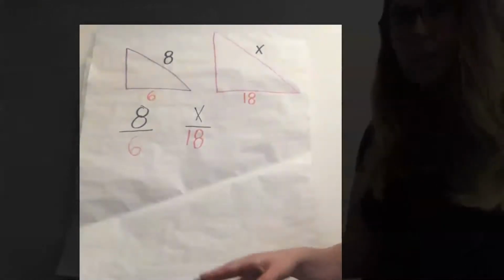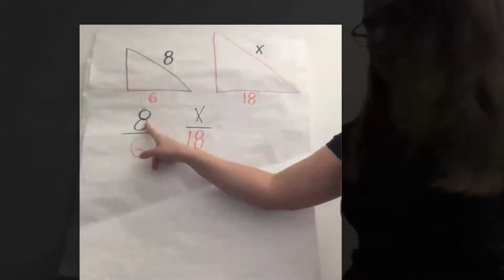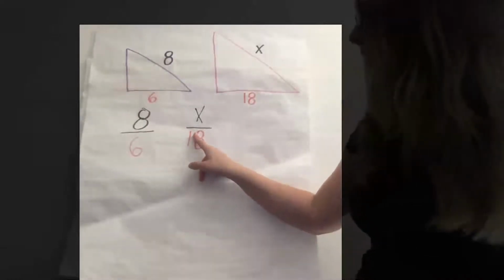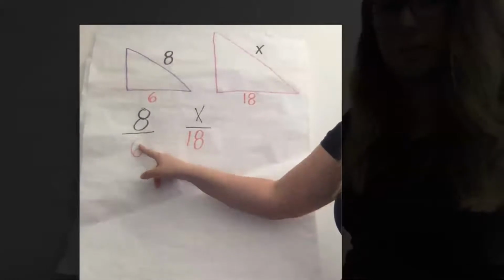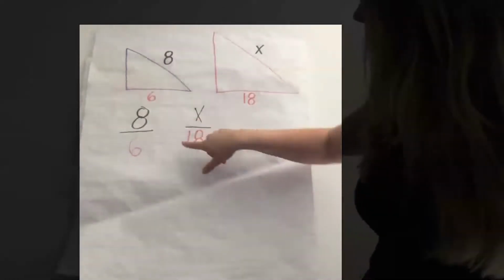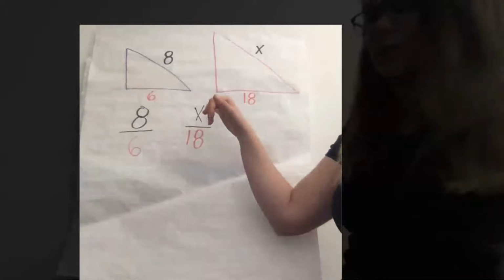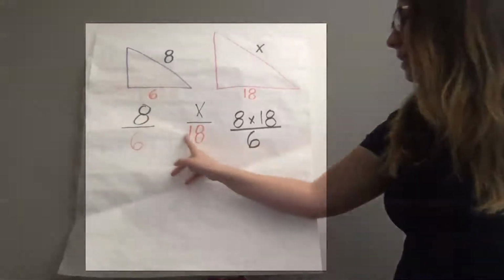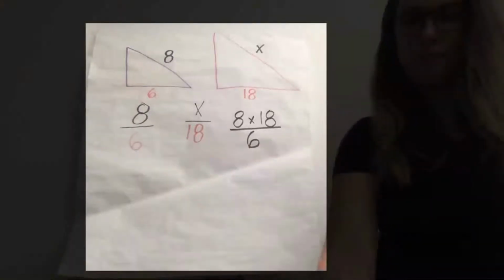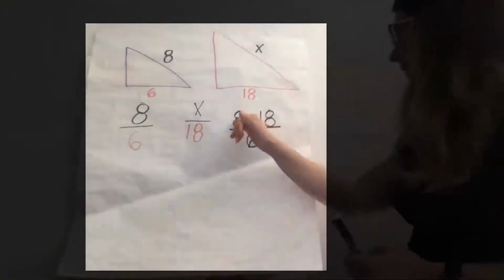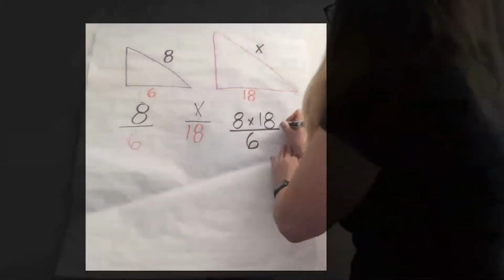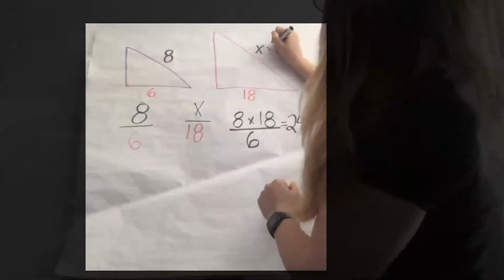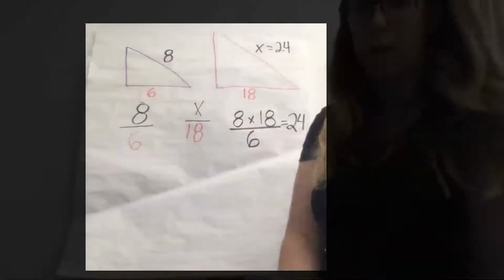Now, how cross multiplying works is that I'm going to take 8 and I'm going to multiply it by 18, and then I'm going to divide it by 6. So it makes this kind of expression, divided by 6, and then that's going to give you x. So again, 8 times 18 divided by 6. So when you actually plug this into a calculator, the number you get is 24. So your x is 24.